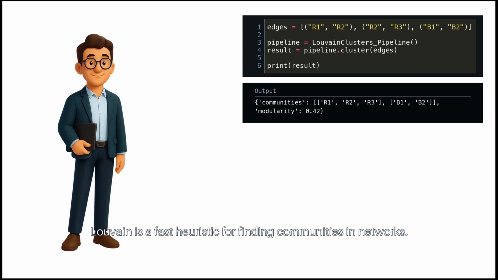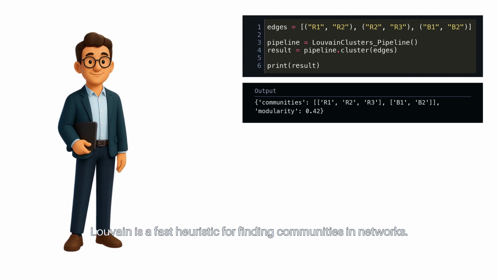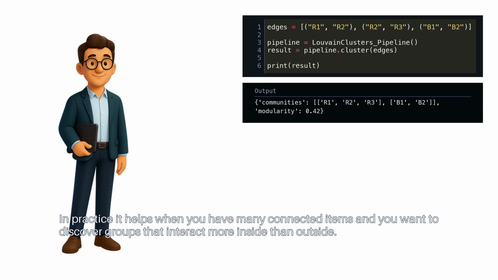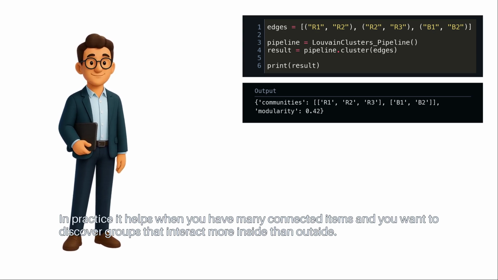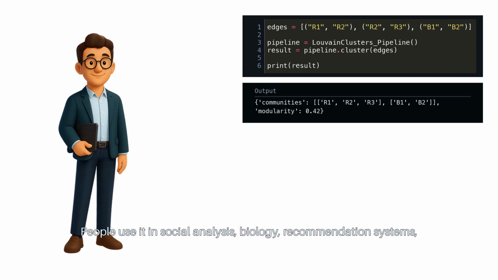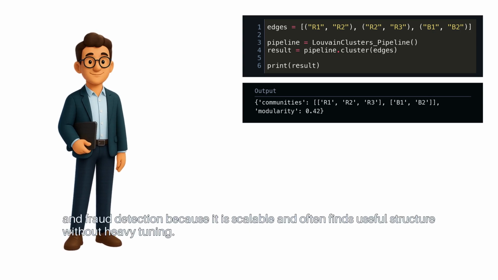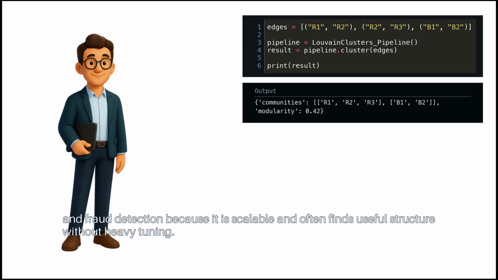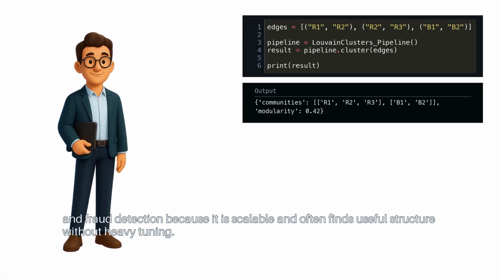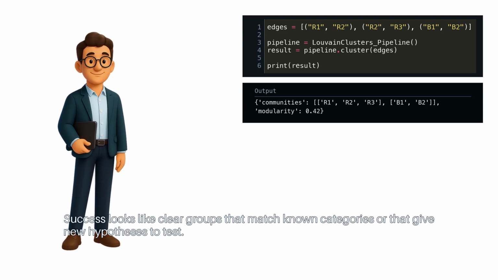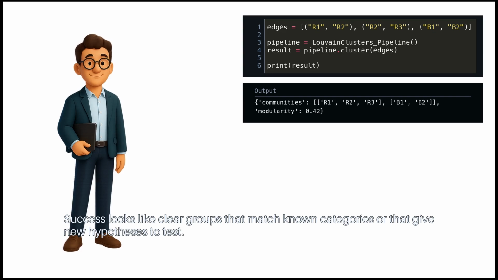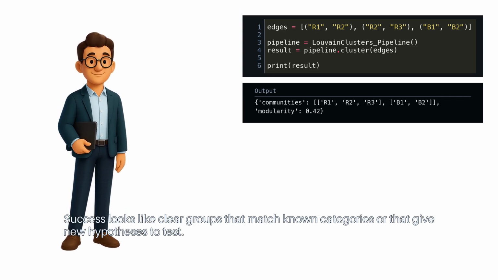Louvain is a fast heuristic for finding communities in networks. In practice, it helps when you have many connected items and you want to discover groups that interact more inside than outside. People use it in social analysis, biology, recommendation systems, and fraud detection because it is scalable and often finds useful structure without heavy tuning. Success looks like clear groups that match known categories or that give new hypotheses to test.